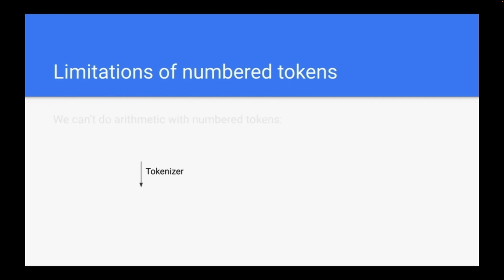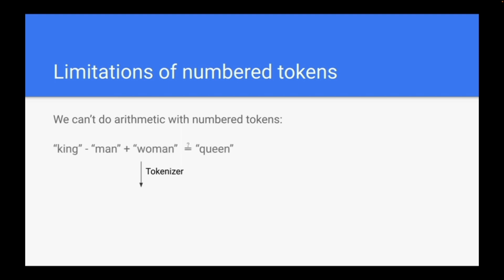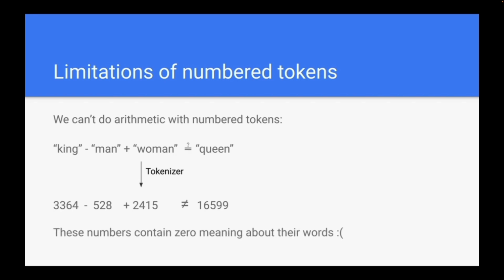There's some limitations of these, though. For instance, we can't do arithmetic with this numbering system. If you could, then you might think that the word queen might be something like the word king minus man plus woman. If you apply the tokenizer from the previous slide, you get this math here, which clearly doesn't add up. The numbers just don't contain any meaning about the underlying words, which is sad. That kind of limits the use. So we have to pursue some other method here to turn these tokens into numbers.